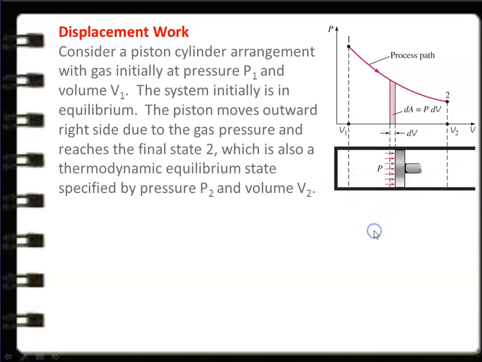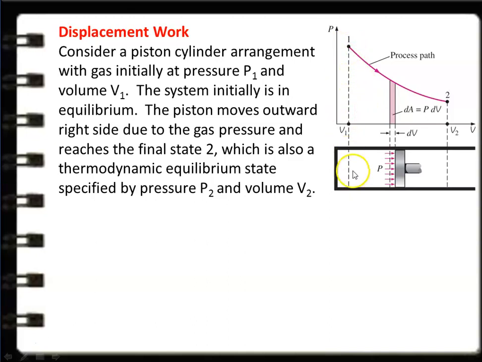We initially assume that the piston is here at point 1, where the pressure is P1 and the volume is V1. We have high pressure gas inside the cylinder, which is forcing the piston to move towards the right side. So the piston slowly moves to the right and reaches this point. The path traced by the property change, pressure and volume, is the line 1 to 2. So 1 to 2 is the process path, and this is the line for the process.